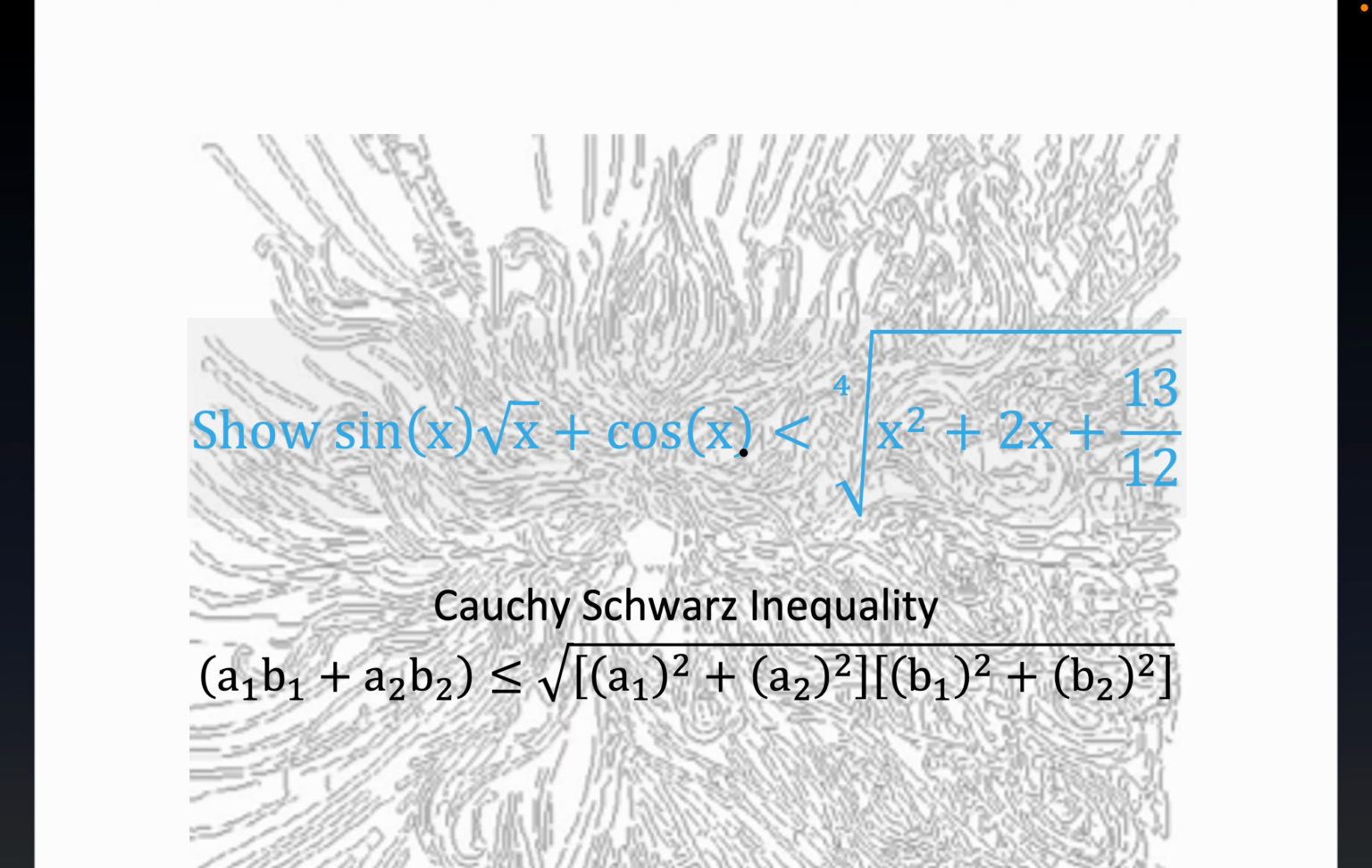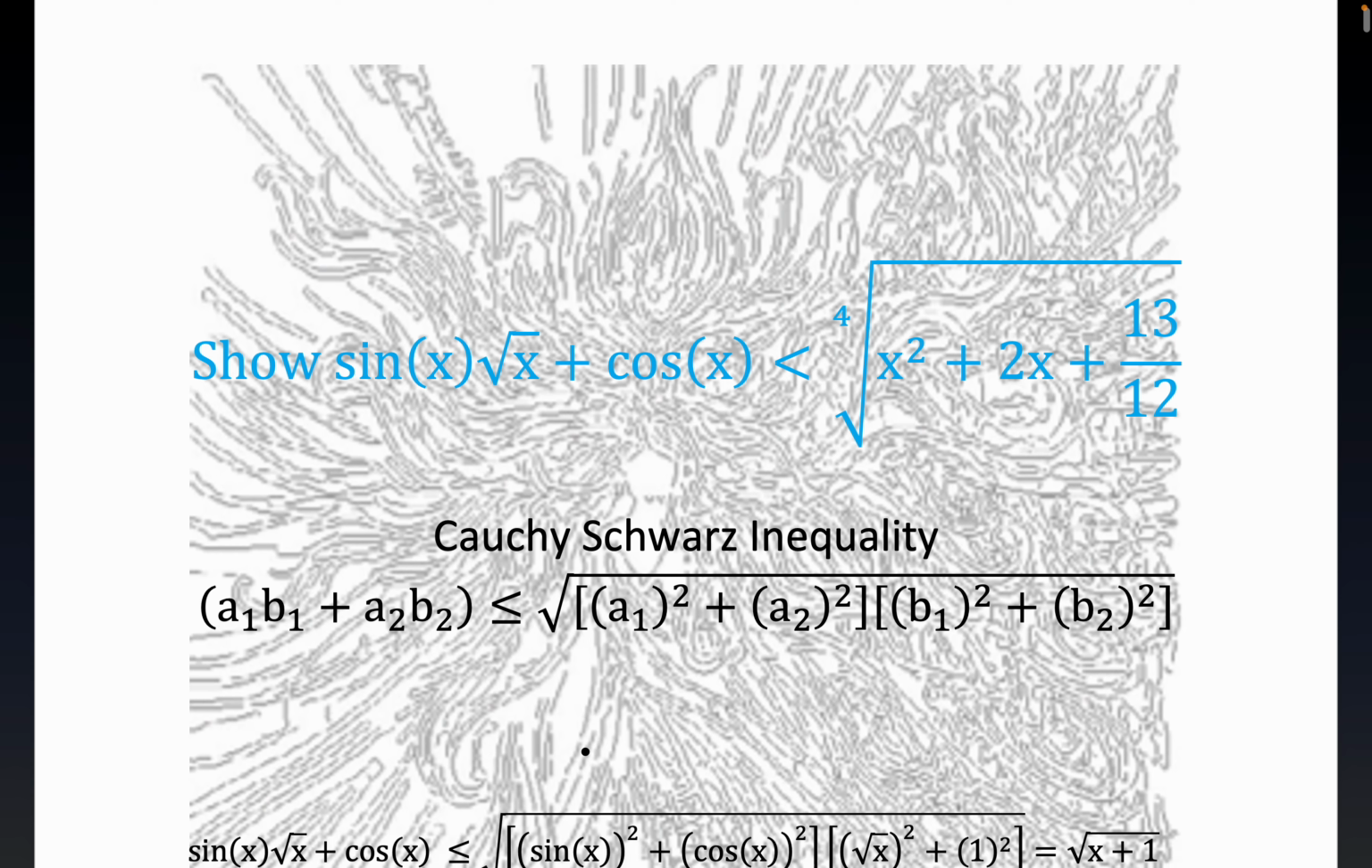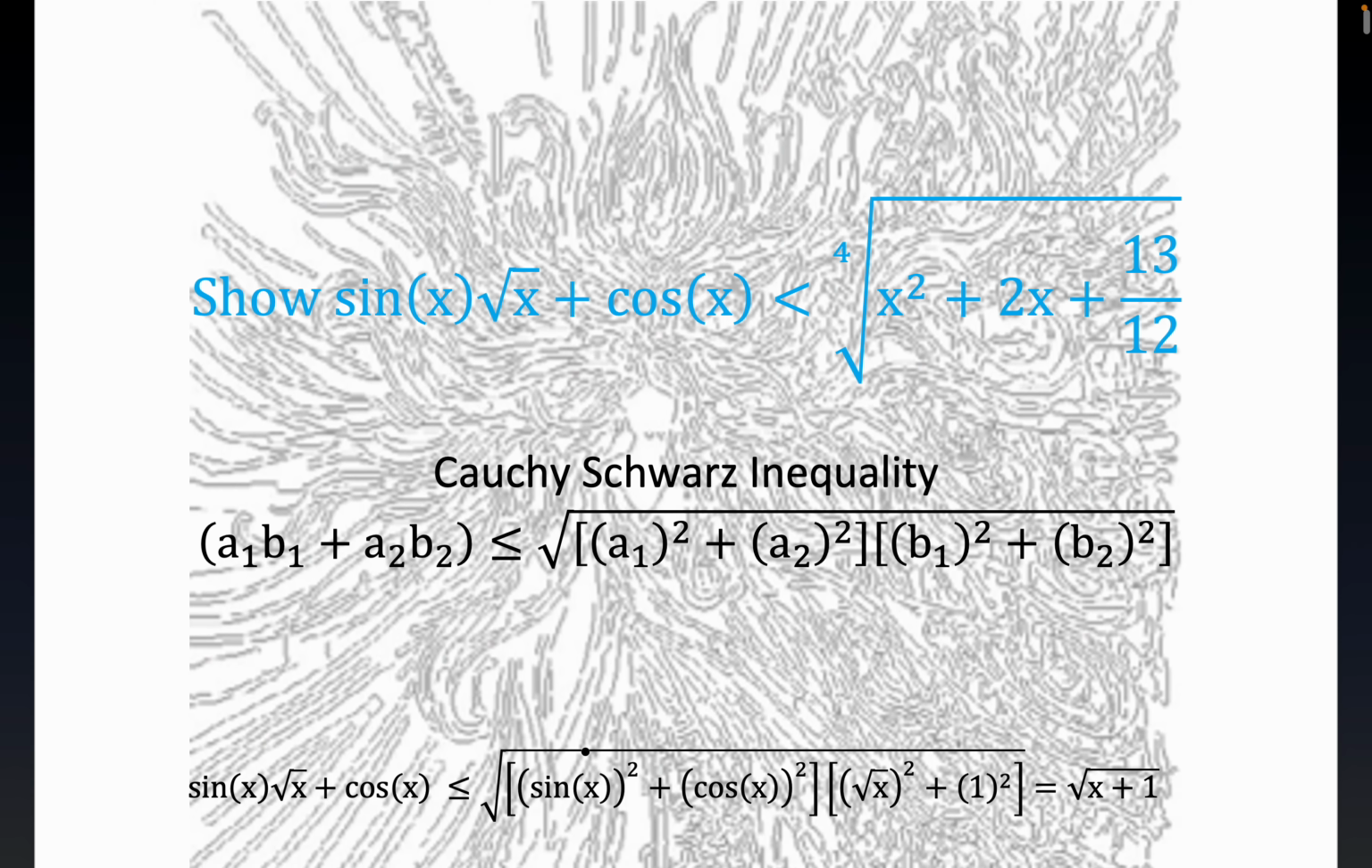A strange looking inequality here. We have a trigonometric left-hand side along with the square root of x here, and then it's the fourth root of this quadratic expression. Now it turns out this looks challenging, but it's really quite easy to prove this using the Cauchy Schwarz inequality. Now this inequality holds for all real valued sequences of a's and b's.